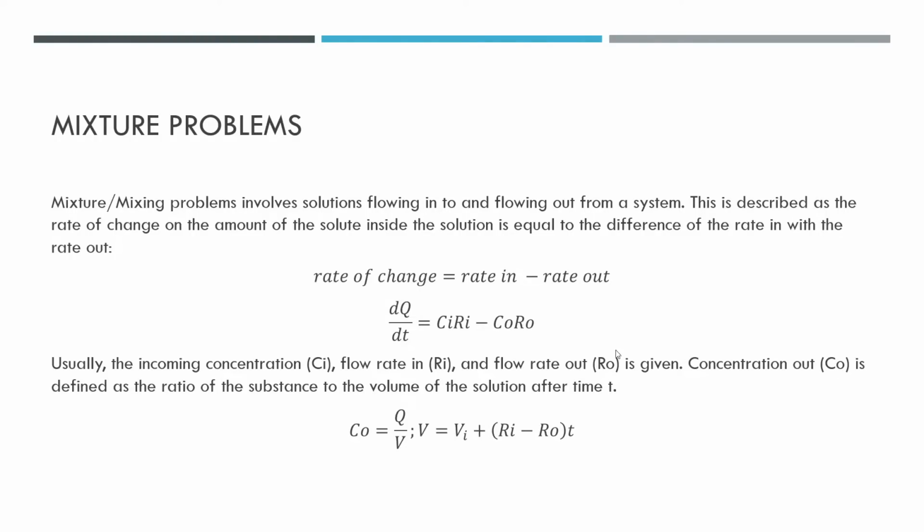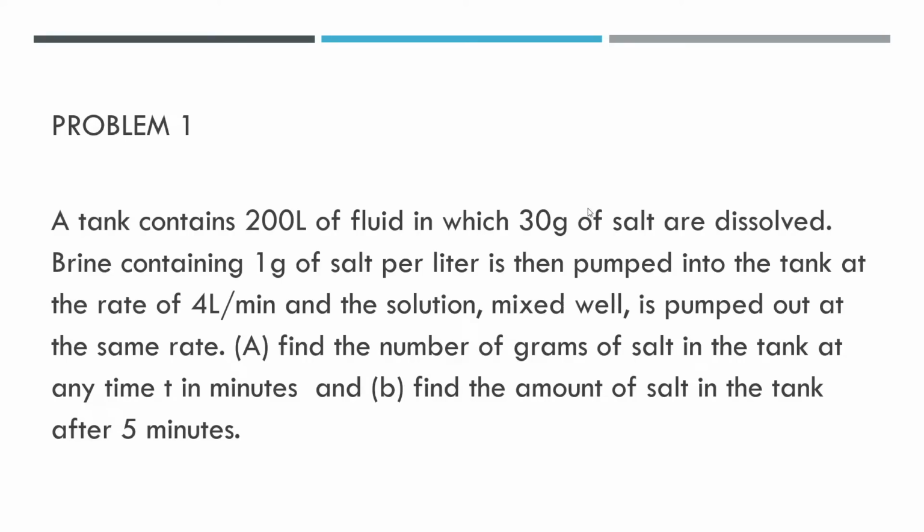So let's have the first example. It says here, a tank contains 200 liters of fluid in which 30 grams of salt are dissolved. Brine, our saltwater mixture, containing 1 gram of salt per liter is then pumped into the tank at the rate of 4 liters per minute. And the solution, mixed well, is pumped out at the same rate. First question, find the number of grams of salt in the tank at any time t in minutes, and find the amount of salt in the tank after 5 minutes.